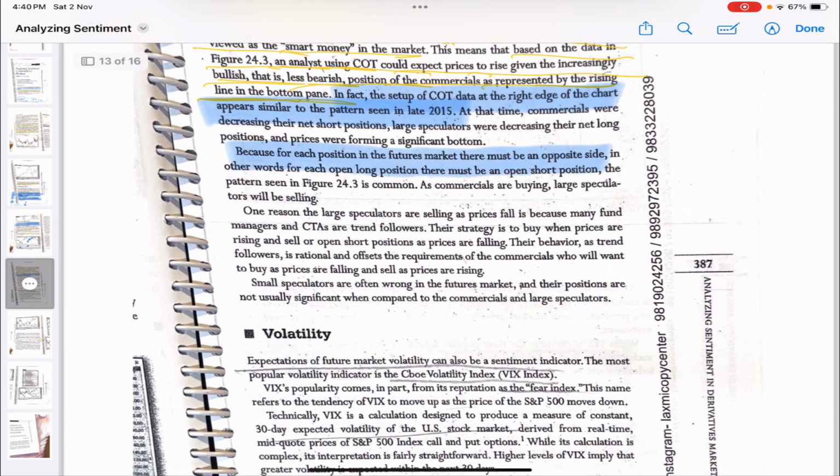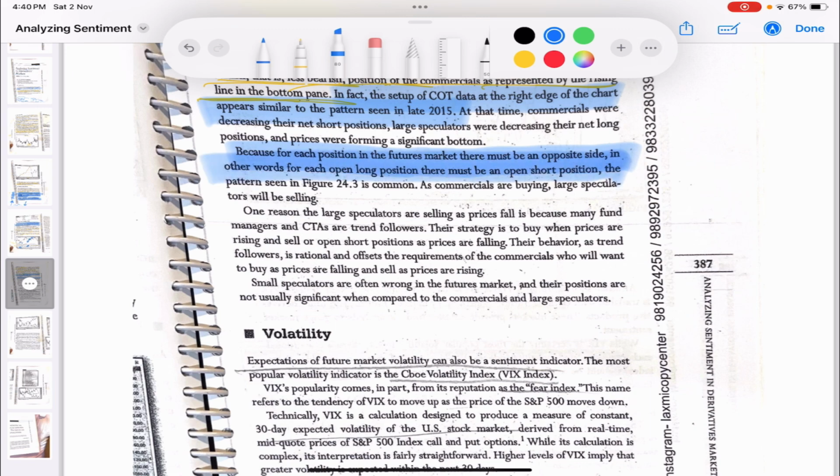For each position in the futures market, there must be an opposite side. So obviously, for every open long position, there is an open short position, right? So that's how every time there is a buyer in a market, there is also a seller in the market.